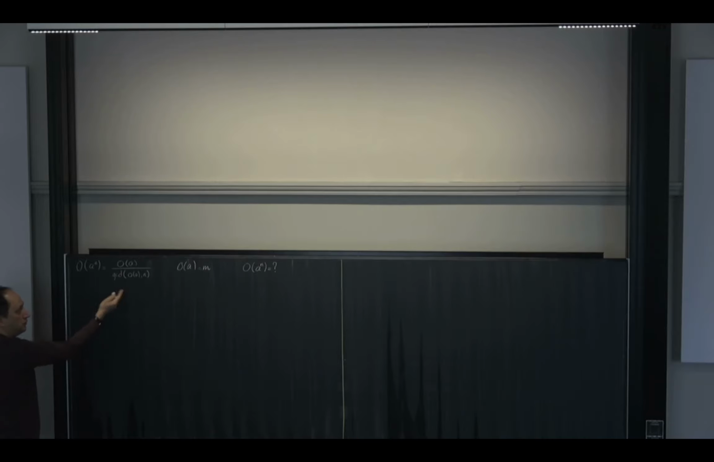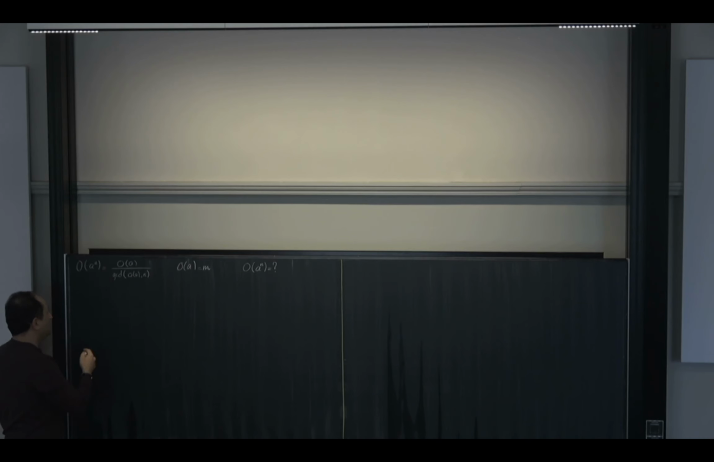And GCD, of course, you know what it means. So you take the order of A and divide it by the GCD of m and the exponent. Is that clear? Okay, so let us now try to prove it.